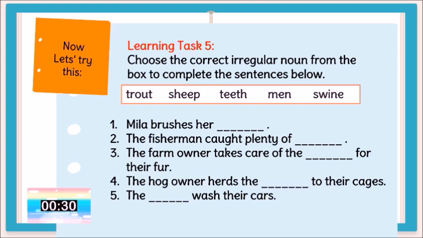Number 3. The farm owner takes care of the blank for their fur. Number 4. The hog owner herds the blank to their cages. Number 5. The blank wash their cars.